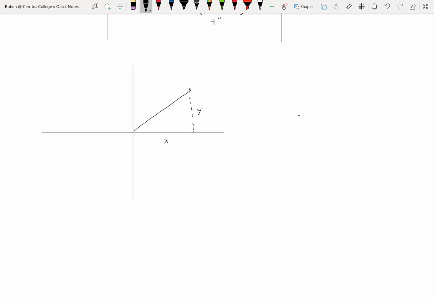So this is the point represented by coordinates x and y. It's also the point represented by polar coordinates r and theta. So there are all four of the variables. Let's find four relationships with these variables that allow us to convert from one system to the next.